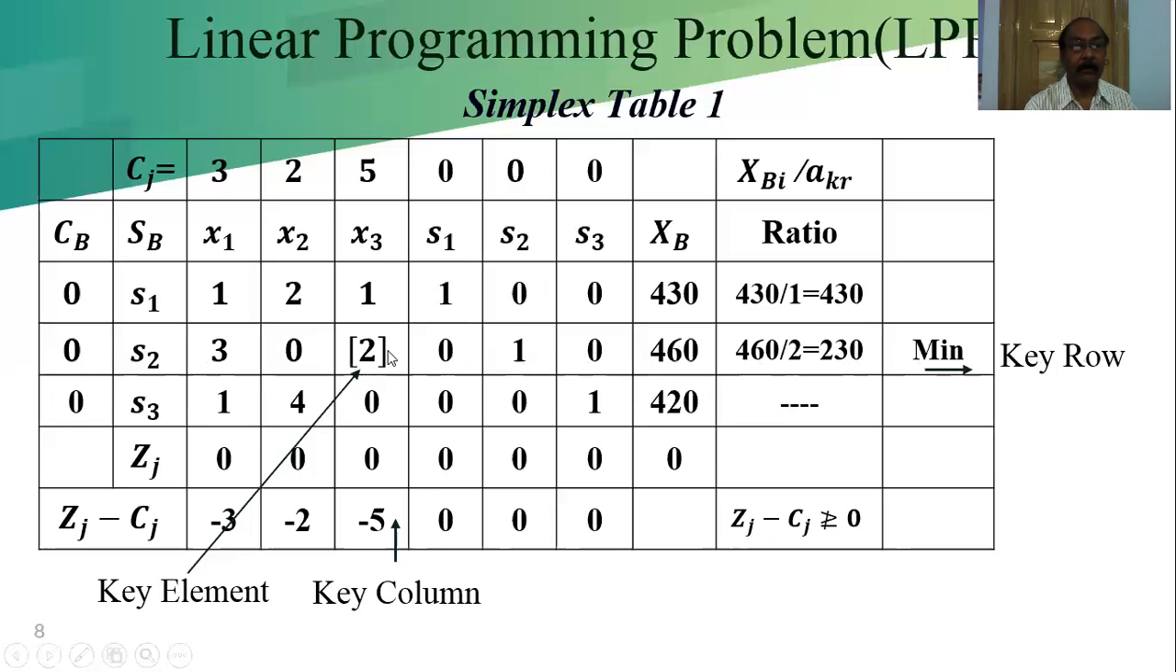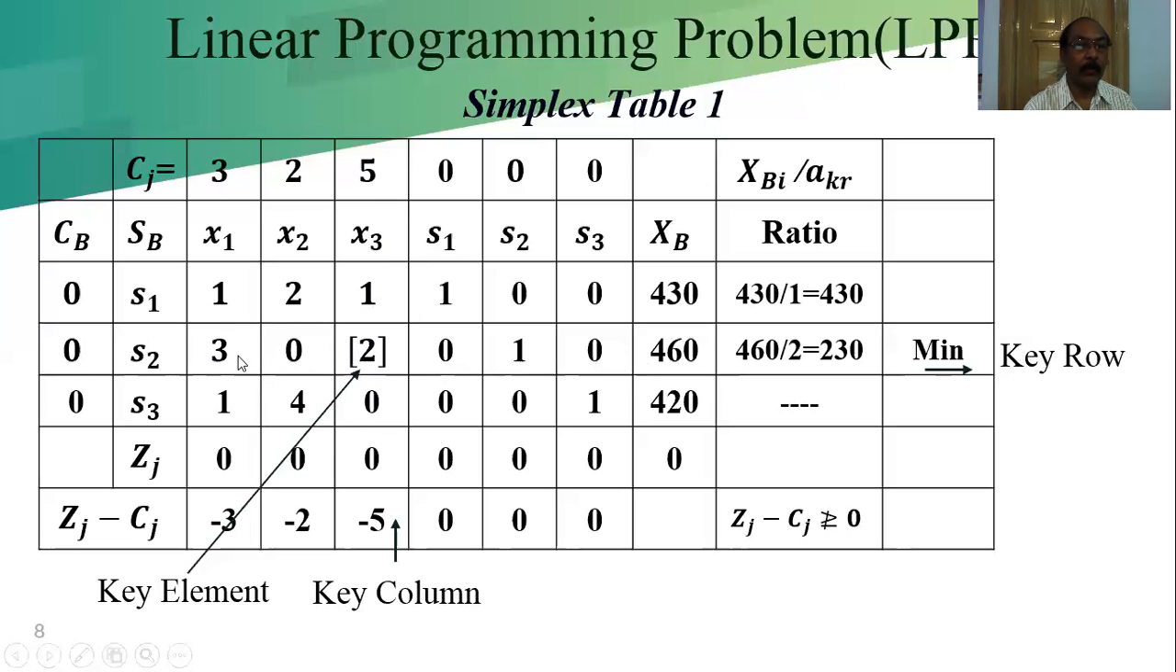Now for the next step, for the second row, each and every element is divided by the key element. At the same time, this element is converted to unity, and all other elements corresponding to the key column will be 0. The rest of the elements corresponding to the key column will be 0 except the key element, which is converted to unity, because we are dividing each element of the key row by the key element.